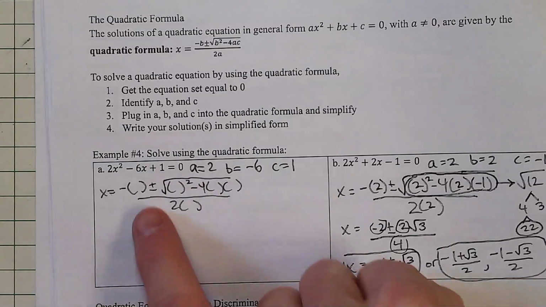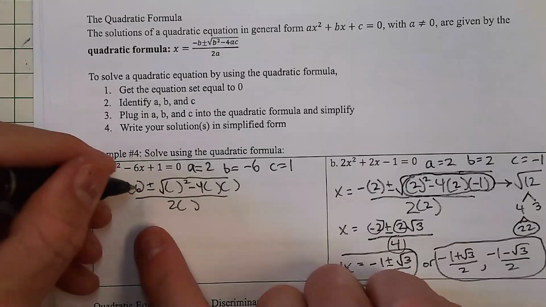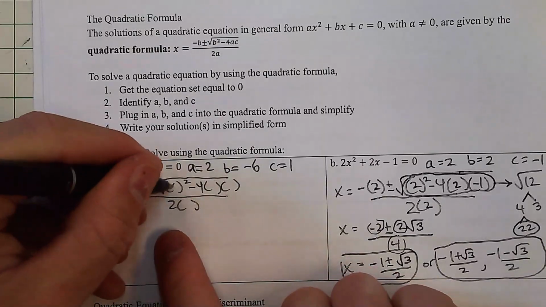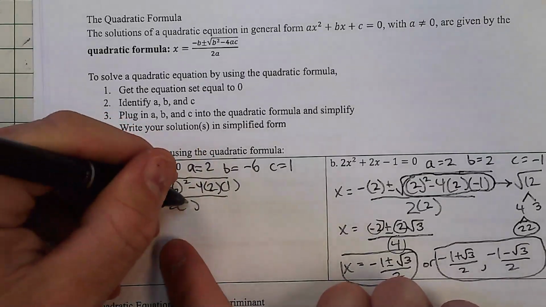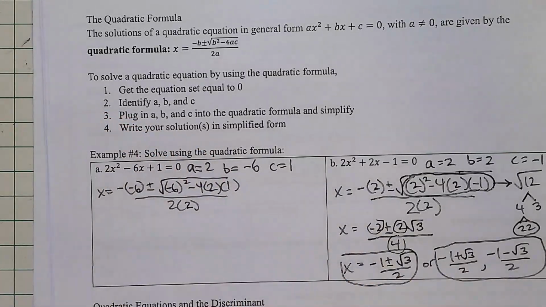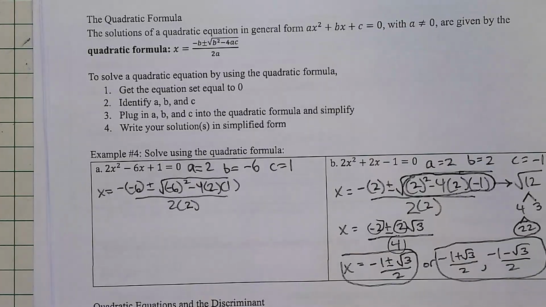So negative b, so b is negative 6. B squared, negative 6. 4ac all over 2a. Okay, so you just plug in those spots.